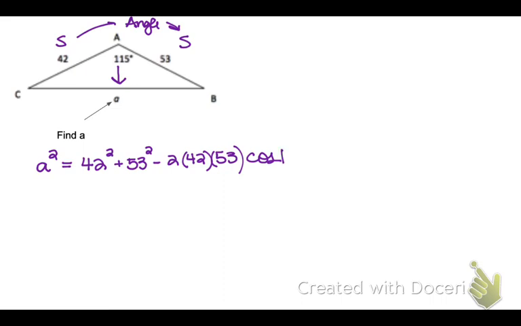So that's 115. And then we just have to work on simplifying. When I work these, I work these step by step because I want to make sure that I don't break any rules. So I typically start by adding together the squared values in the front. So that's going to be 4,573.